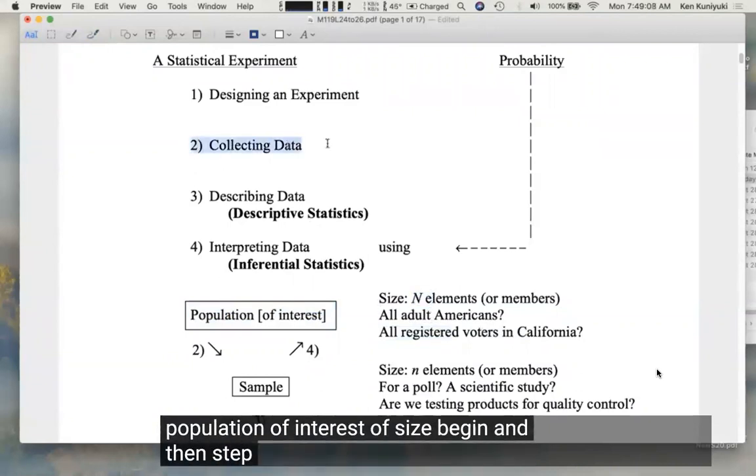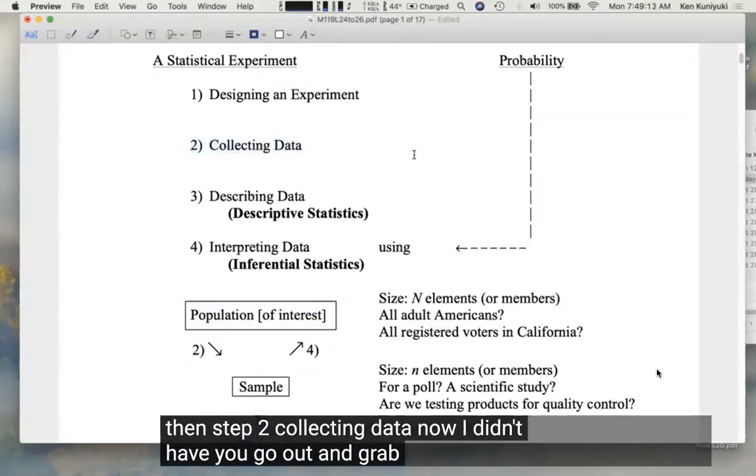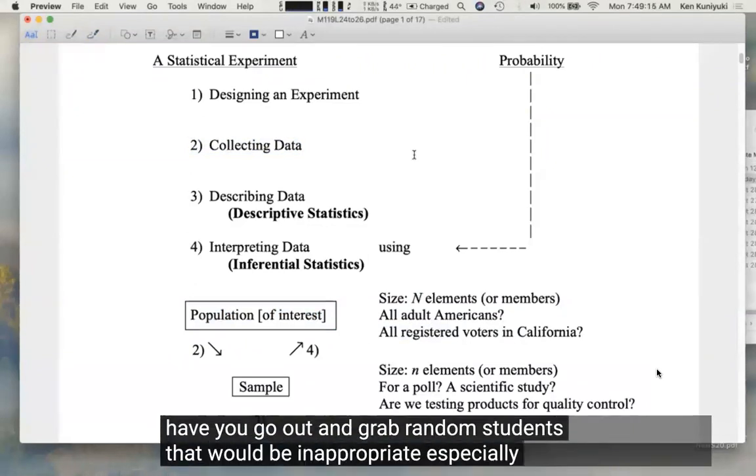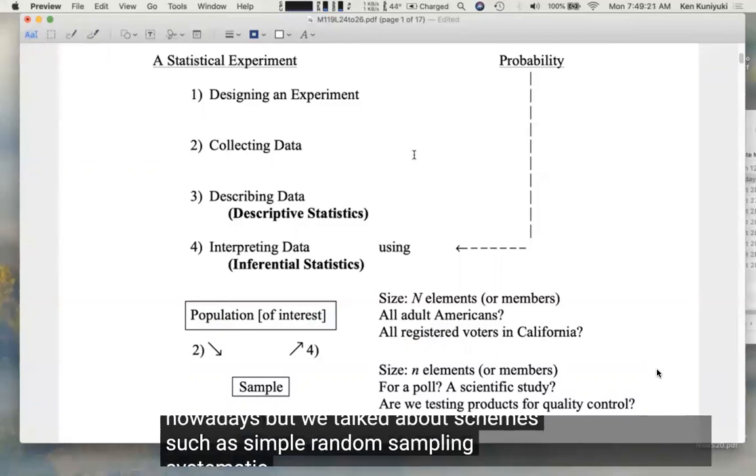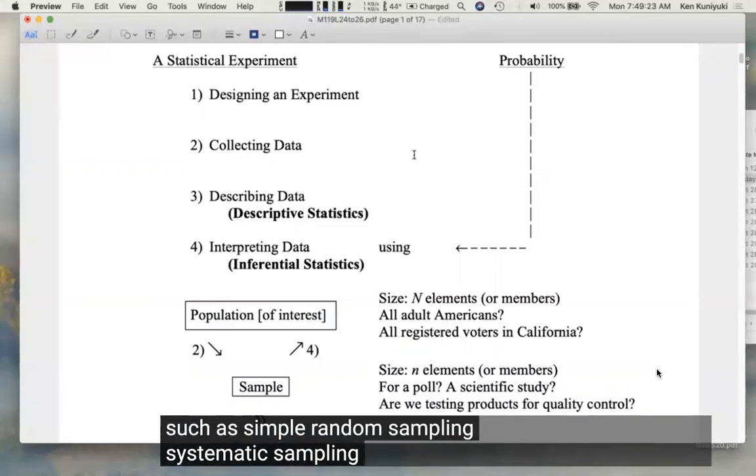And then, step 2, collecting data. Now, I didn't have you go out and grab random students. That would be inappropriate, especially nowadays. But we talked about schemes such as simple random sampling, systematic sampling. We talked about random number generation, which could help you figure out who to poll, and other methods.